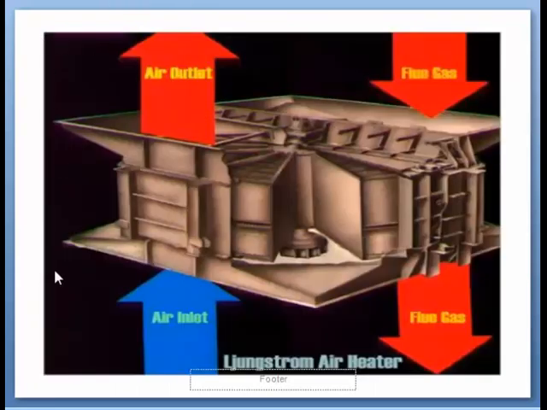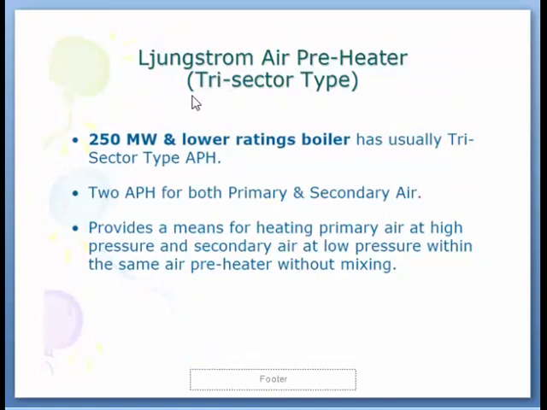This is also one of the pictures depicting the functioning of the trisector type of air preheater. One more thing which I would like to add here is that generally this trisector type of air preheater, which we had discussed earlier, is used in low rating boilers, that is of rating 250 megawatt and below.